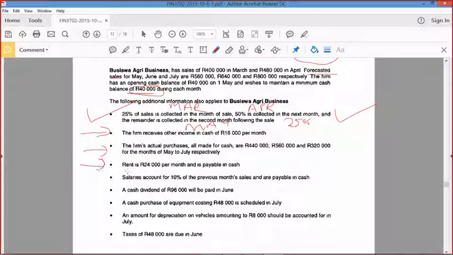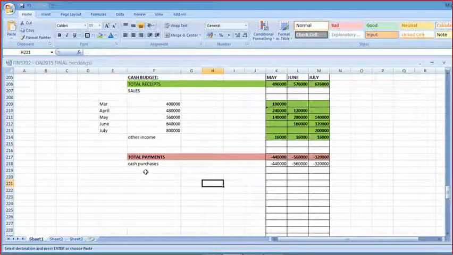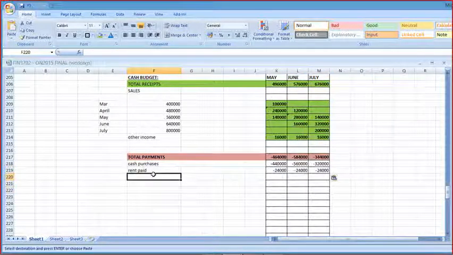Right, next. The rent is 24 per month. Is that an inflow or outflow? It's an outflow payment. Correct. Okay, so 24,000 a month. I'm going to put that into my cash payments. Okay, so do you see how easy this is?